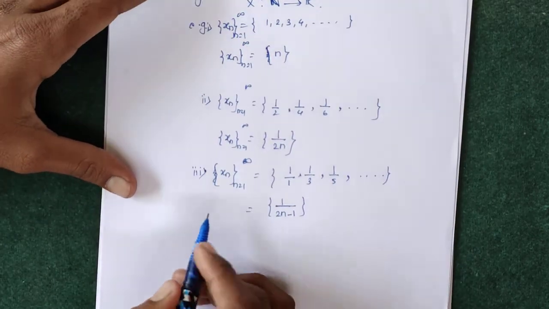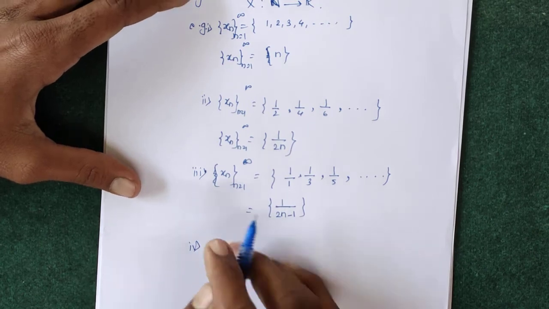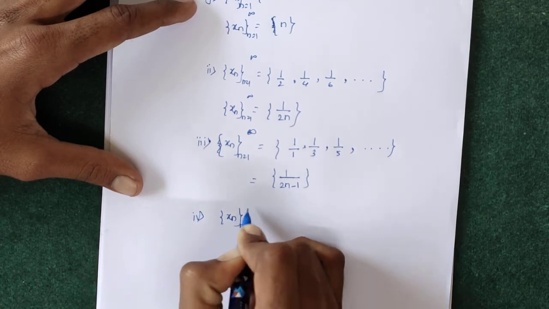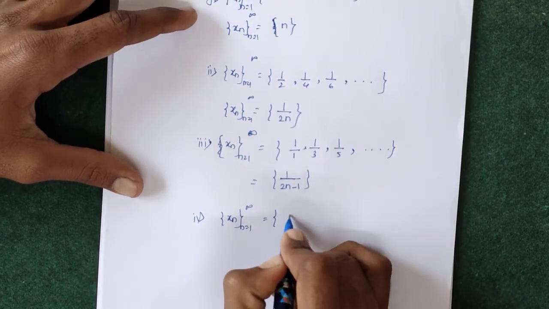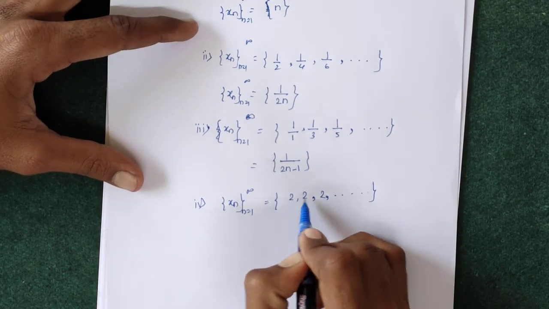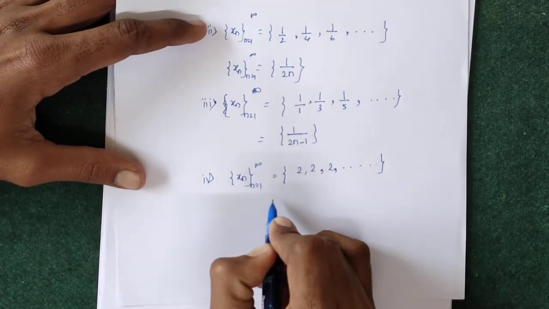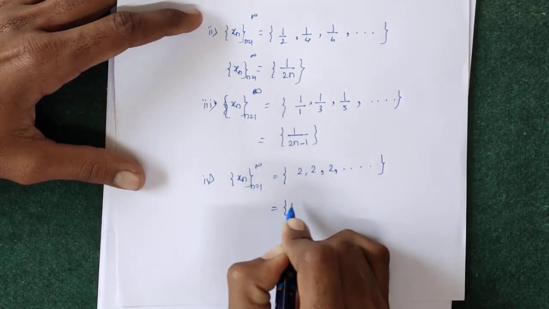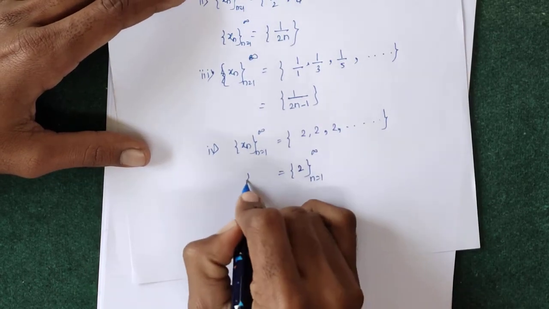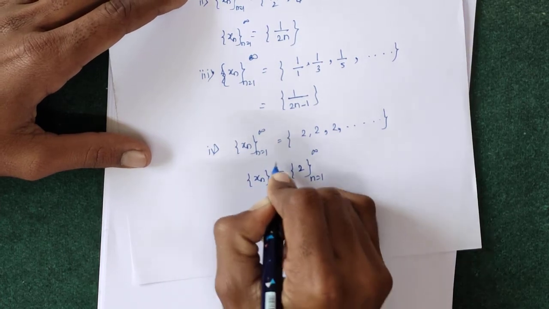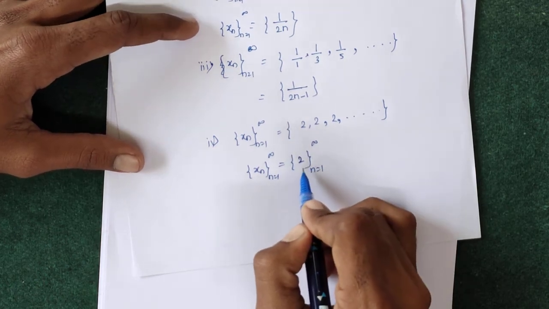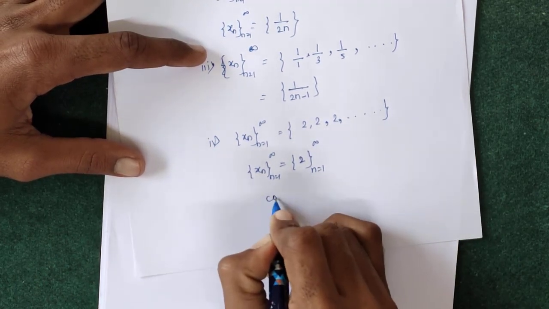Now suppose this is the fourth example: the set xn running from 1 to infinity, defined as 2, 2, 2. This is another sequence, and if one number is repeated throughout the sequence, then this sequence is called a constant sequence. Here the sequence is given by 2, running from 1 to infinity, and it is called a constant sequence. For any value of n, we get the range set as 2. So this sequence is called a constant sequence.